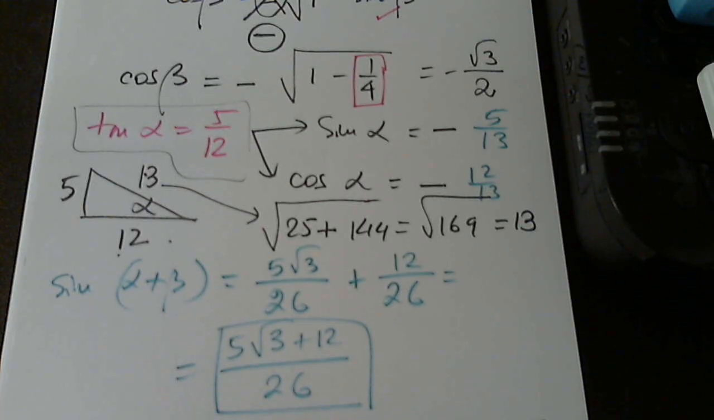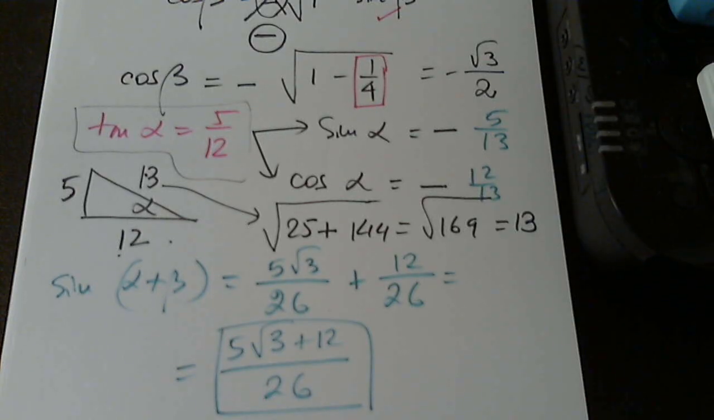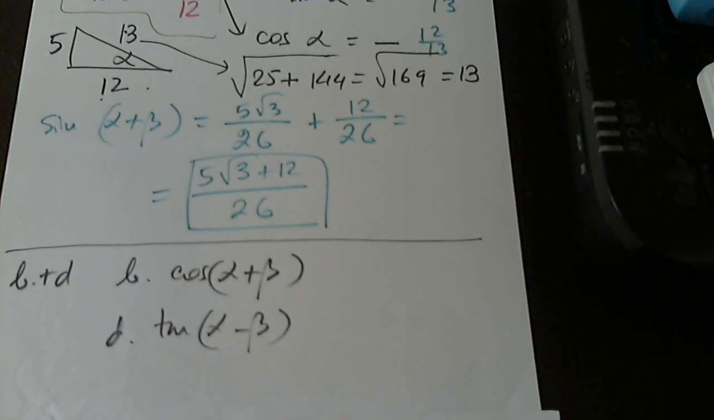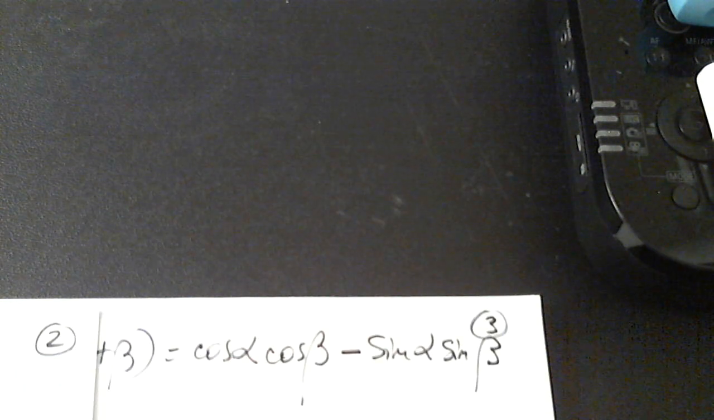Okay, so let me copy B. B is cosine alpha plus beta, and D is tangent alpha minus beta. Perfect. Okay, so the formula for cosine is a little bit twisted, but that's okay. So cosine alpha plus beta is cosine alpha cosine beta minus sine alpha sine beta. Okay, we did the work. We have the work. We only have to plug it in.